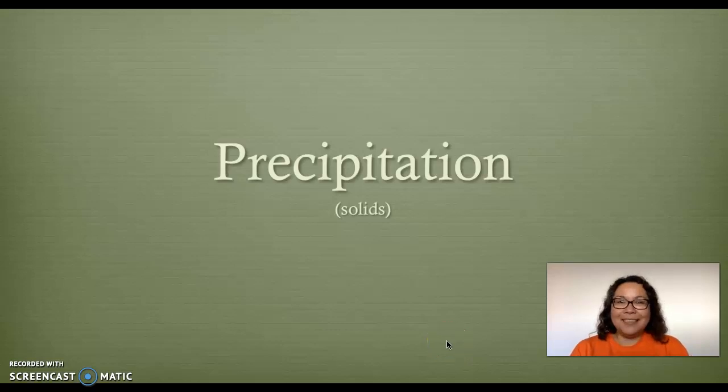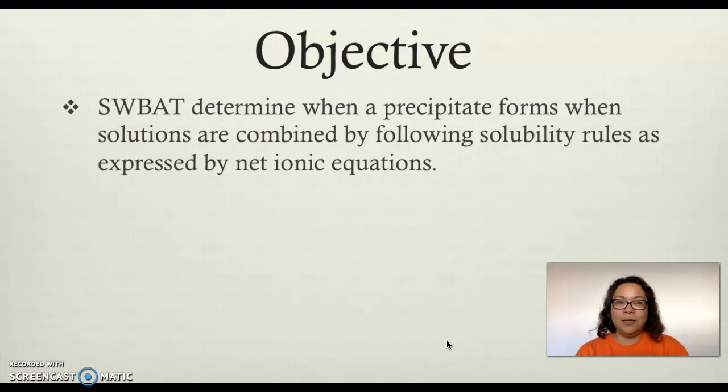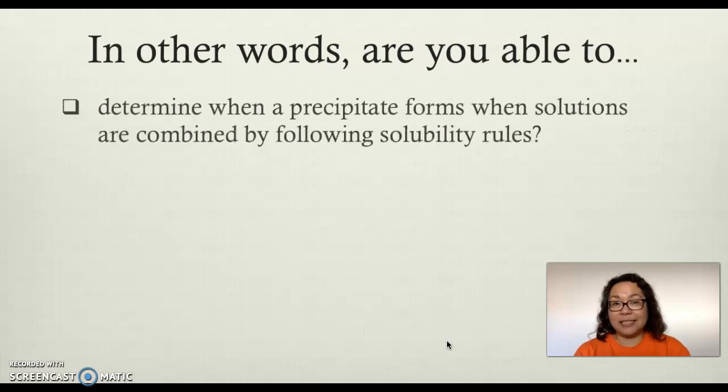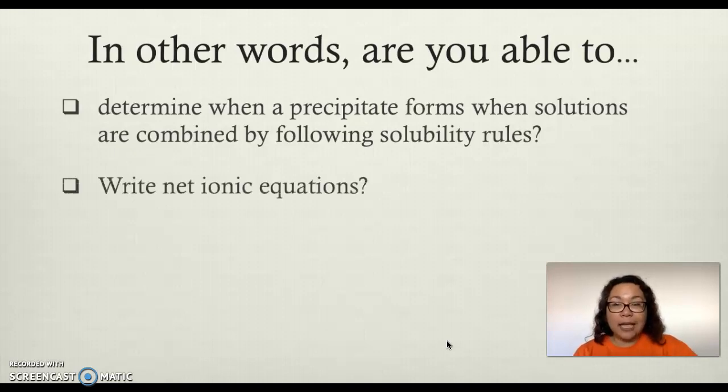Hi guys, welcome back. This is the second part of the chapter, and this lesson is based on precipitation, also known as the solids that are formed. The objective for this part is for you to be able to determine when a precipitate forms when solutions are combined by following solubility rules as expressed by net ionic equations. In other words, after this lesson, are you able to determine when a solid forms, a precipitate forms, when solutions are combined by following solubility rules? And also, are you able to write net ionic equations?